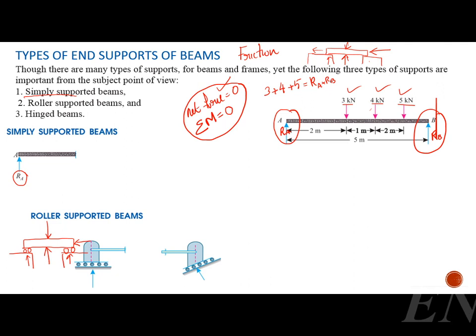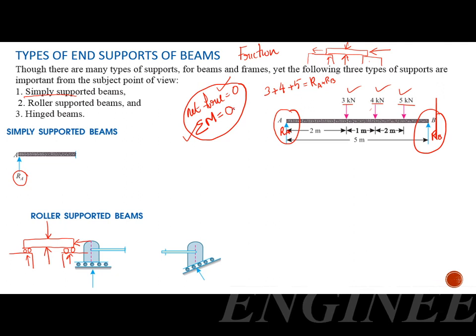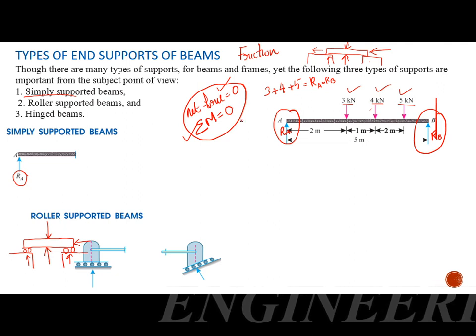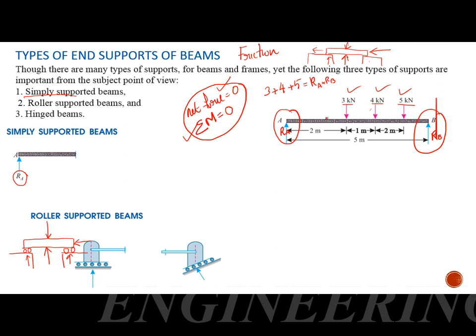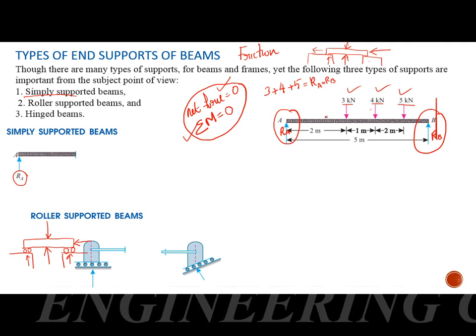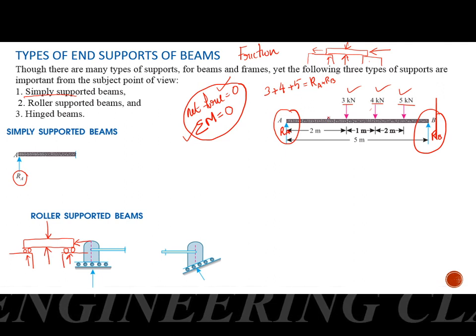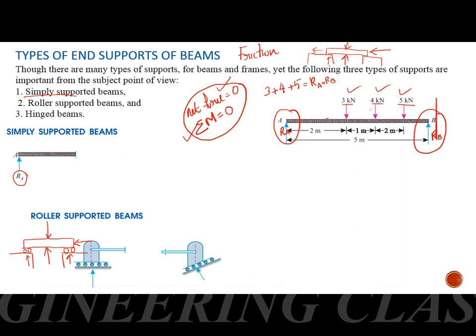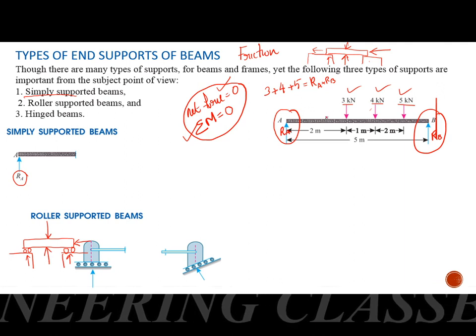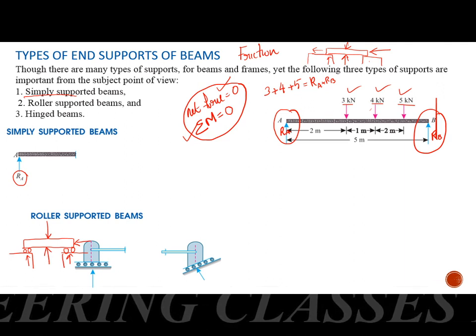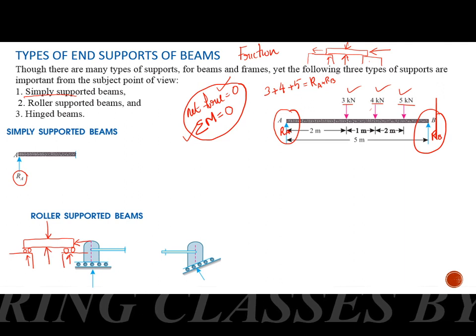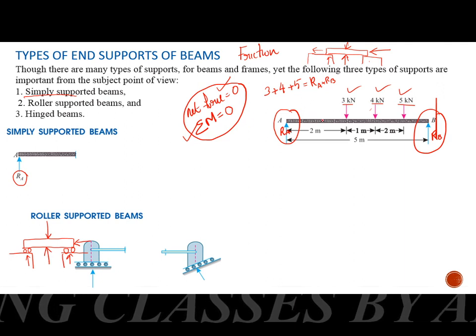Okay. And next we will be applying the second condition. At the end point, moment equal to 0. Or if we are considering any point in between, the total moment on the system should be equal to 0. That is, the total moment in the clockwise direction and the total moment in the anti-clockwise direction should be 0.